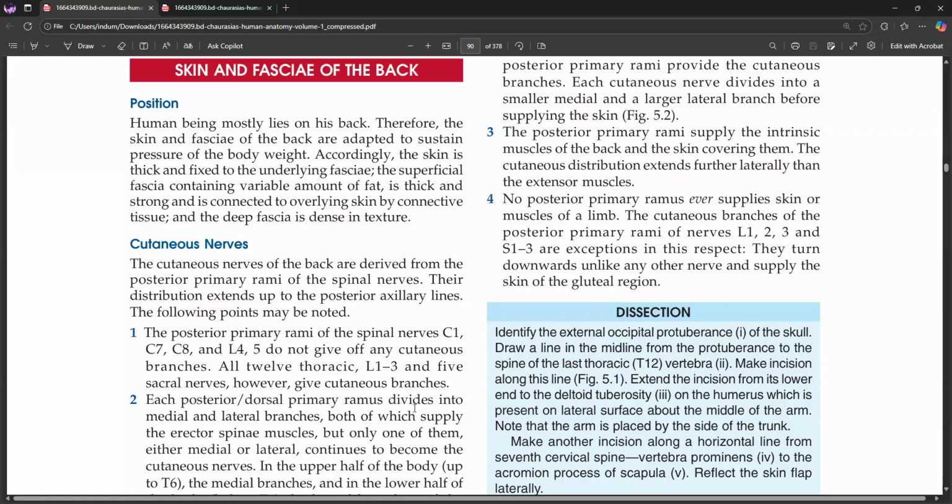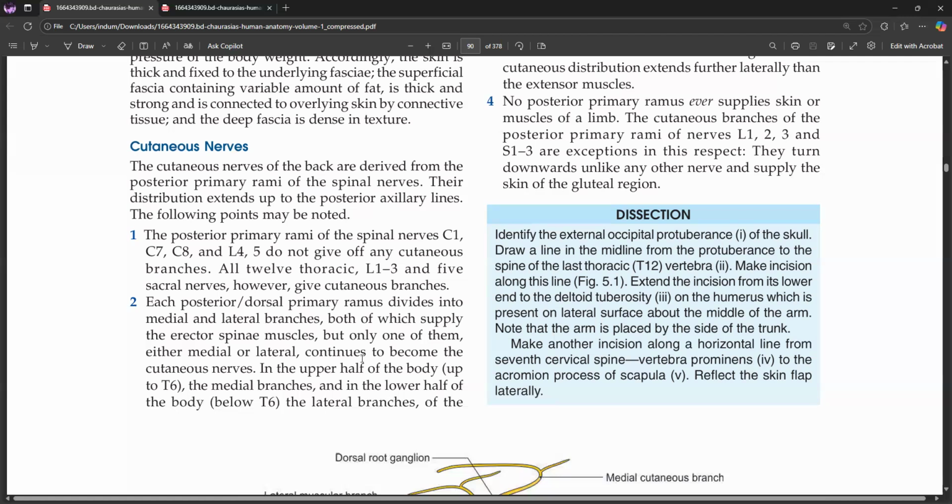Cutaneous nerves. The cutaneous nerves of the back are derived from the posterior primary rami of the spinal nerves. Their distribution extends up to the posterior axillary lines. The following points may be noted. Number 1. The posterior primary rami of the spinal nerves C1, C7, C8, and L4, L5 do not give any cutaneous branches. All 12 thoracic, L1 to L3, and 5 sacral nerves, however, give cutaneous branches.